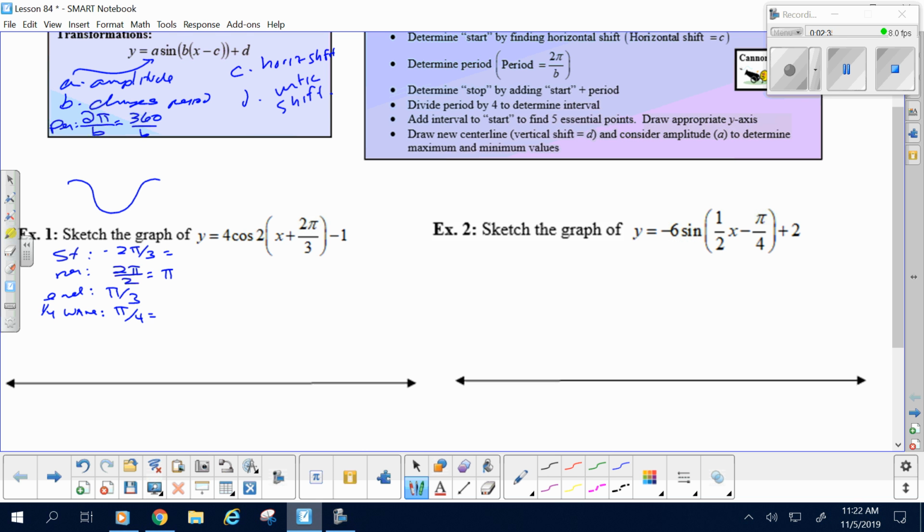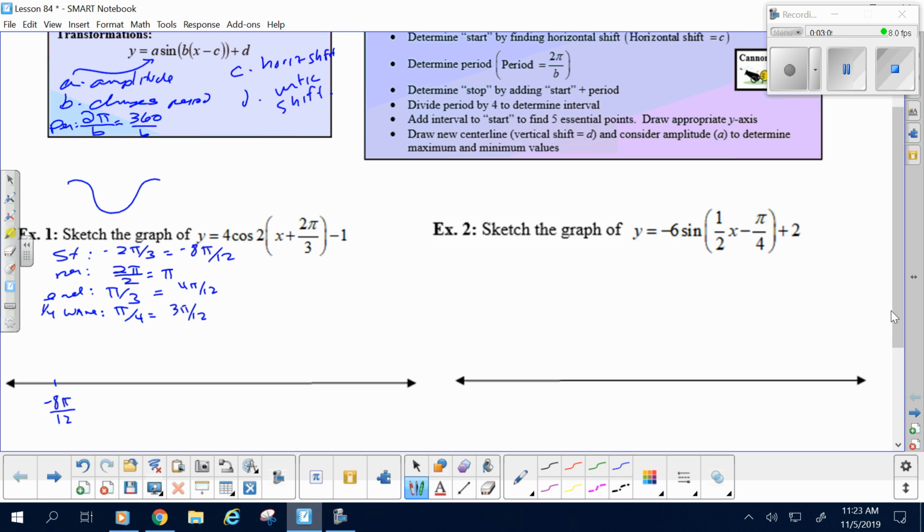So negative 2 pi over 3 becomes how many pi over 12? Negative 8 pi over 12. And what is a quarter wave? Pi over 4, or actually what's the end of the wave then in pi over 12? 4 pi over 12. And what's each quarter wave? 3 pi over 12. Cool. So, would you slap your starting point down? Negative 8 pi over 12.